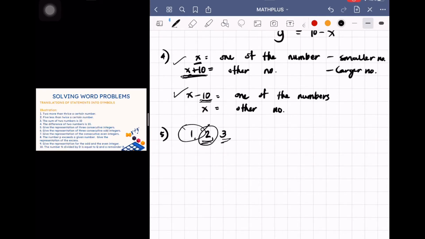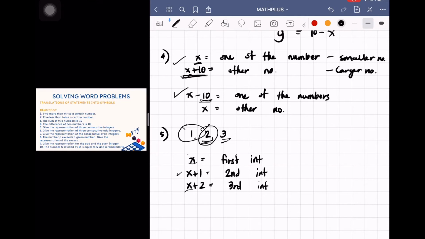So, you can write, let's say, x being the first integer. Okay, and since they are consecutive, and the difference between consecutive integers is 1, pwede mong gawing x plus 1 yung second integer, tapos gawin nating x plus 2 yung third integer, right? Because if I add 1 to x, you get x plus 1, that's your second integer. And if I add 1 again to x plus 1, I'll get x plus 2, that's your third integer.